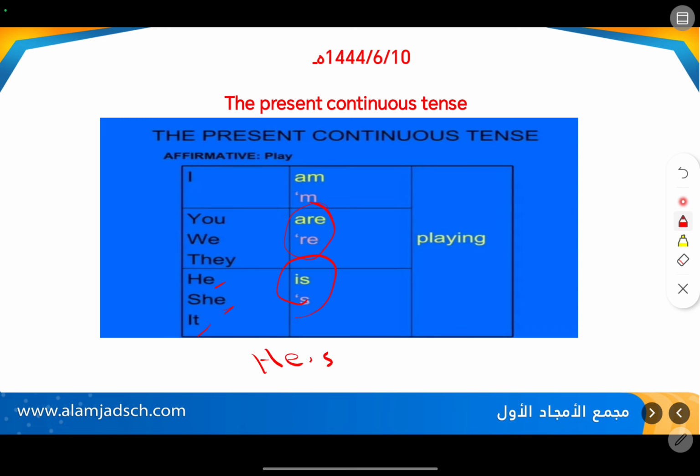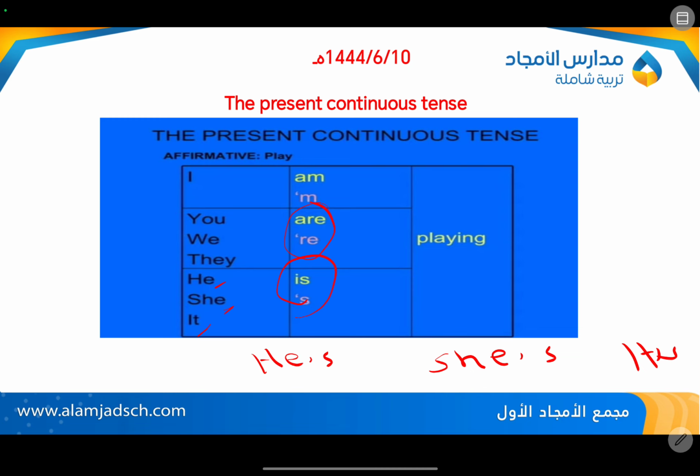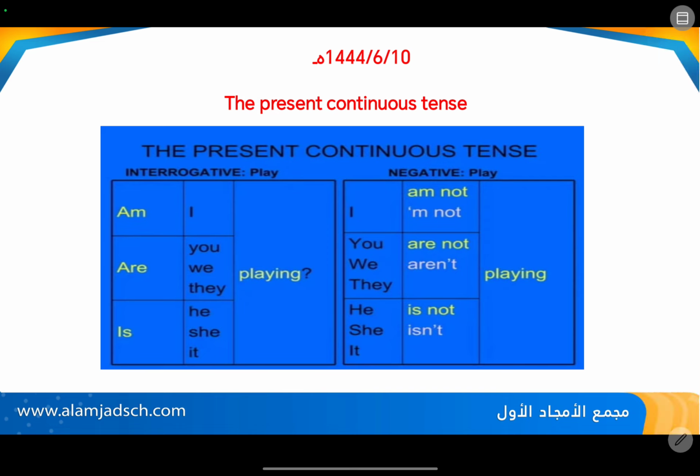or he's, and also she's or it's. Okay, that's the form of the affirmative present continuous. Okay, let's move to the next thing here.